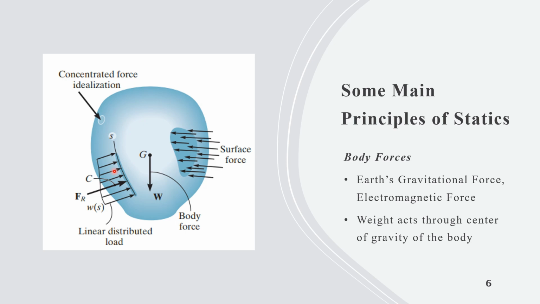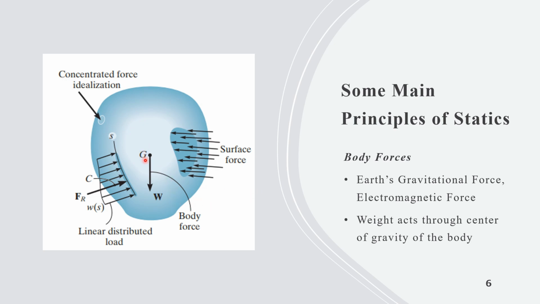The resultant force F_R of w(s) is equivalent to the area under the distributed loading curve, and this resultant acts through the centroid, or the geometrical center, of this area. One example of a linearly distributed load is the load acting on a beam, and this idealization is often applied in the analysis of beams.